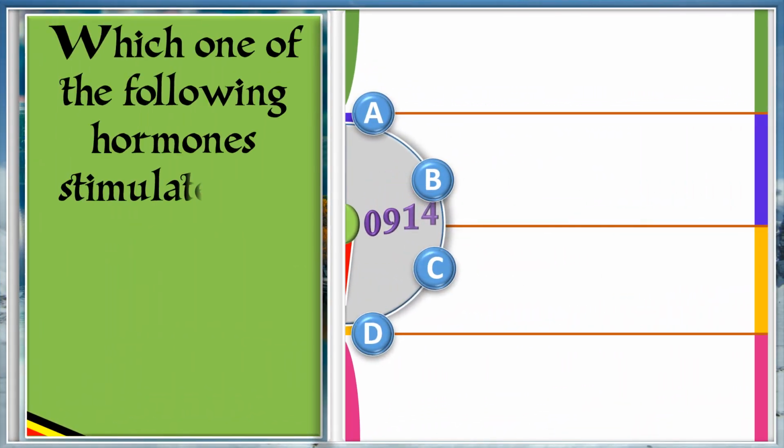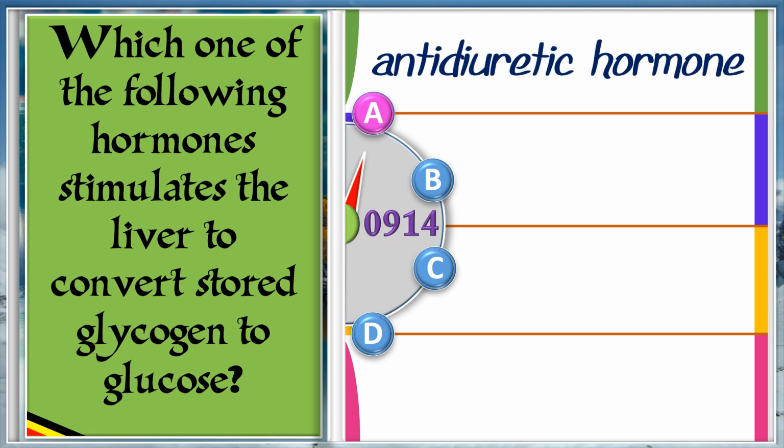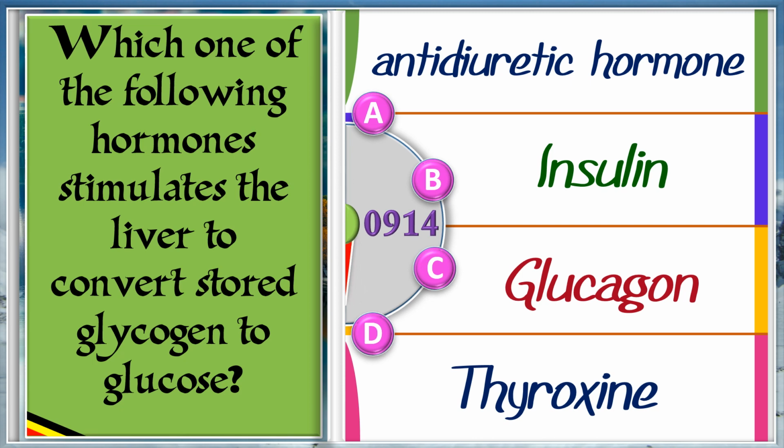Which one of the following hormones stimulates the liver to convert stored glycogen to glucose? A. Antidiuretic hormone. B. Insulin. C. Glucagon. D. Thyroxine. And the answer is C, glucagon.